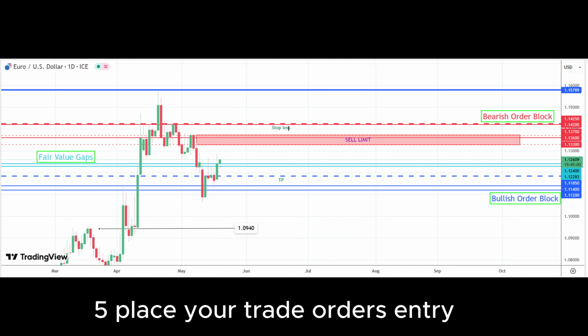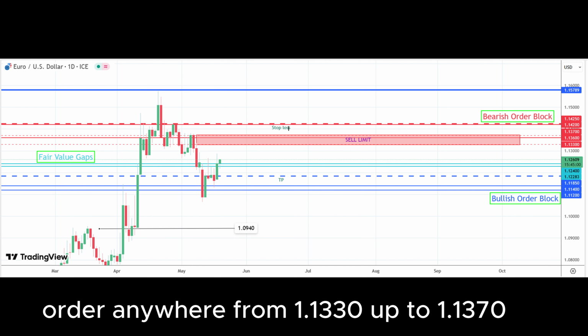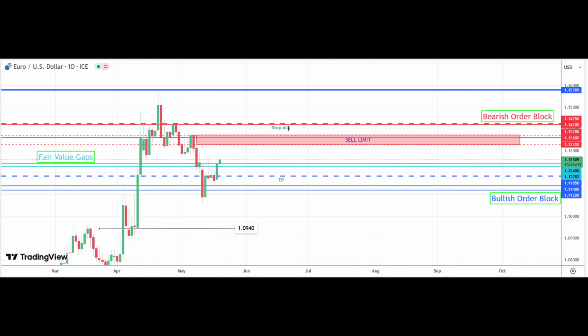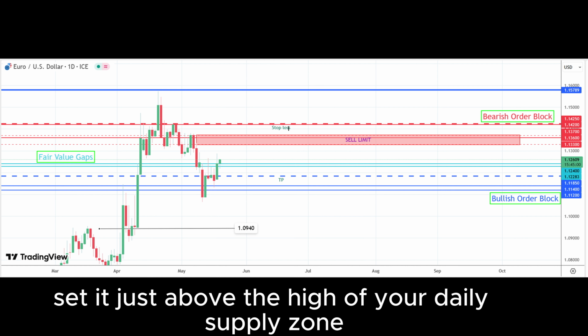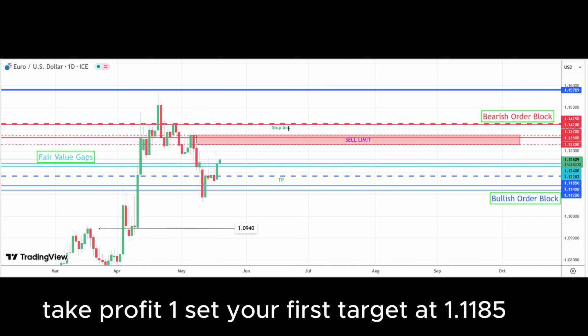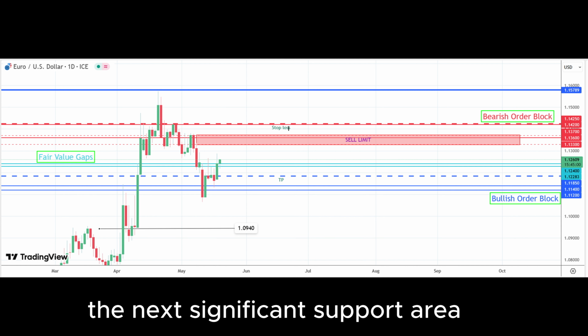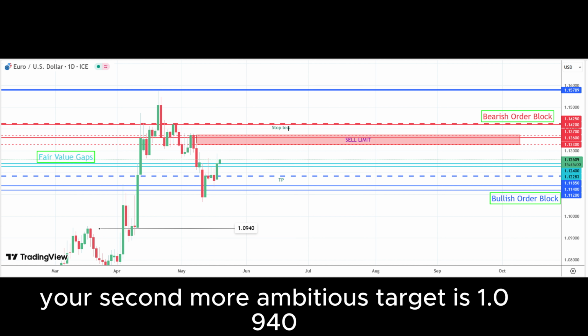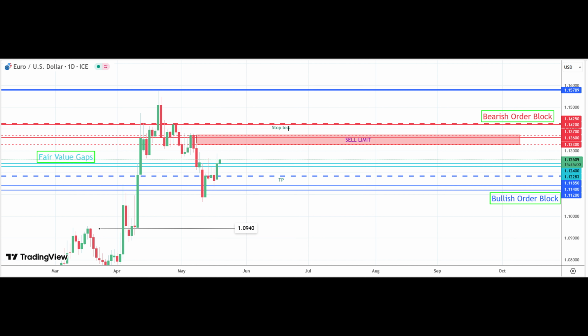5. Place your trade orders. Entry. Place a sell limit order anywhere from 1.1330 up to 1.1370, depending on where the best candle rejection appears. Stop loss. Set it just above the high of your daily supply zone, around 1.1425, to give the trade breathing room and avoid random spikes. Take profit 1. Set your first target at 1.1185, the next significant support area where price stalled before. Take profit 2. Your second, more ambitious target is 1.0940, the prior swing low on the daily chart.